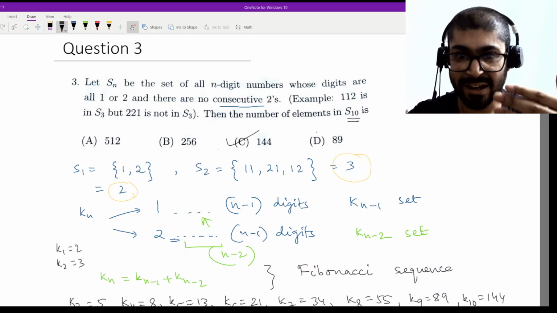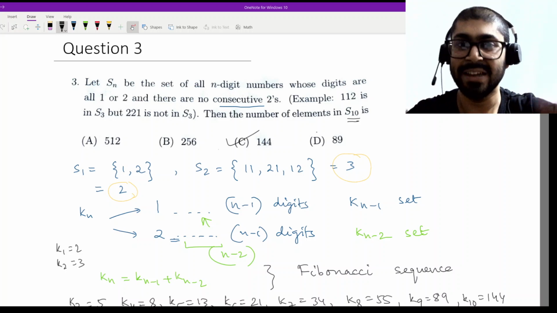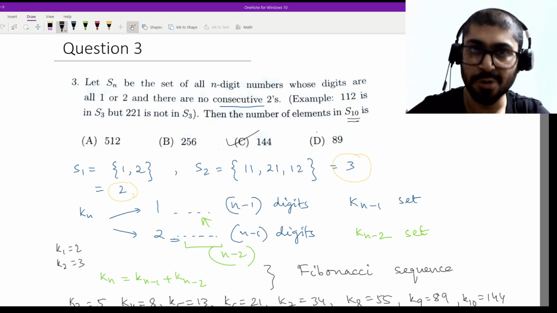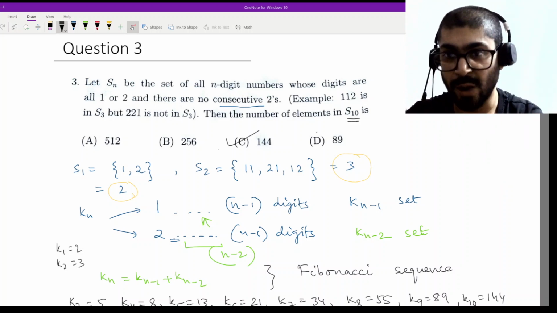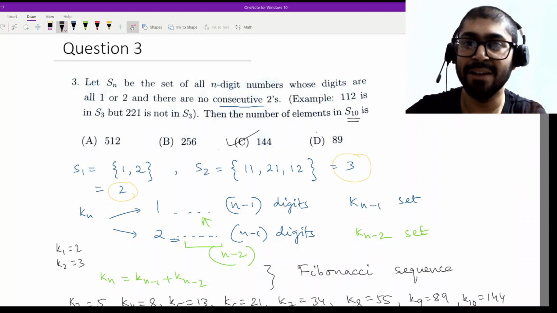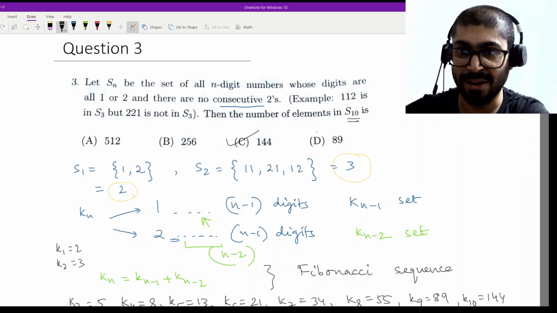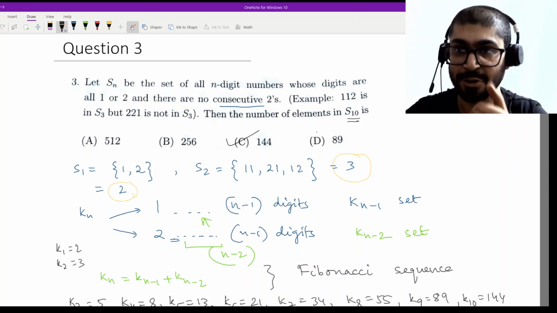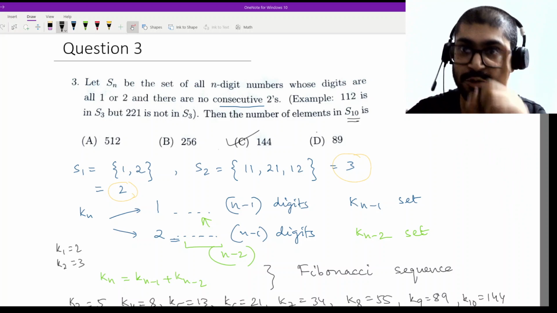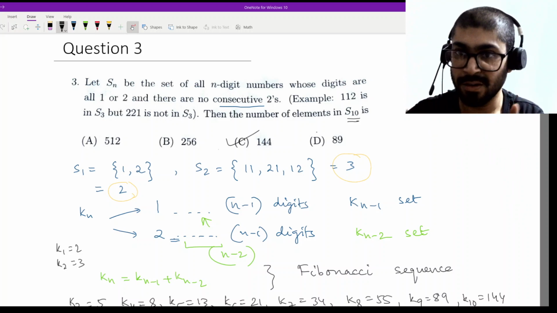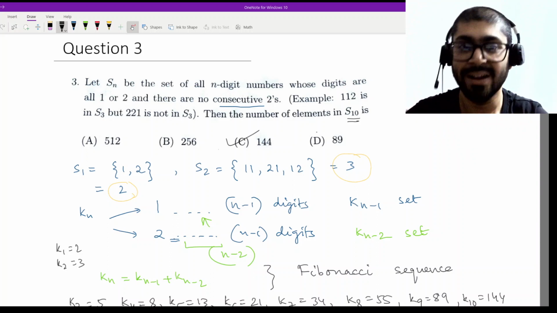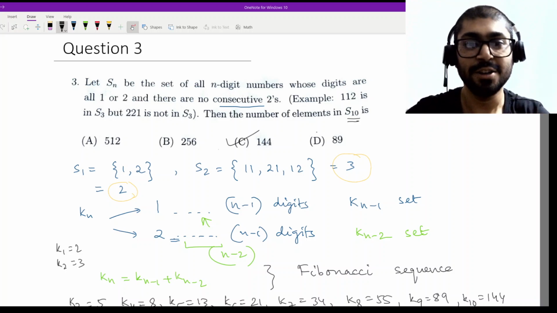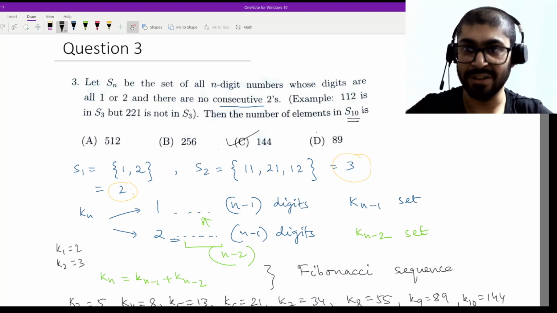So once you know that we have a general term Kn in Sn, either starting with 1 or starting with 2, because those are the only two options: if it starts with 1, then the other digits can be filled in Kn minus 1 ways, because it lies in Sn minus 1 and all the rules of the previous set apply there. If it starts with 2, there is one restriction: I cannot place 2 after 2, because of the rule of no consecutive 2's. So I have to place 1, and then the other n minus 2 digits follow the rules of Kn minus 2 placement. So Kn equals Kn minus 1 plus Kn minus 2, again the Fibonacci sequence. Done.